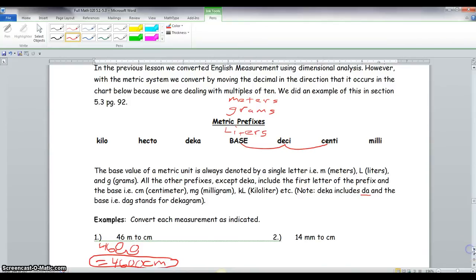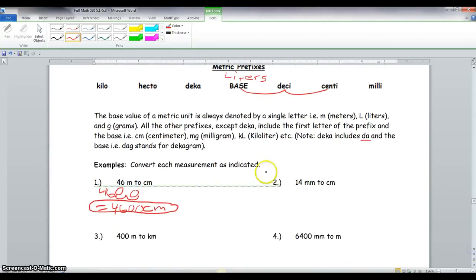Now we come here to problem number 2. We have 14 millimeters to centimeters. So we'll go to milli, and we'll go here to centi. So we need to move 1 place to the left. So we would take this 14, put our decimal at the end, and move 1 place to the left. So it will be 1.4 centimeters. And that will be the final answer here.